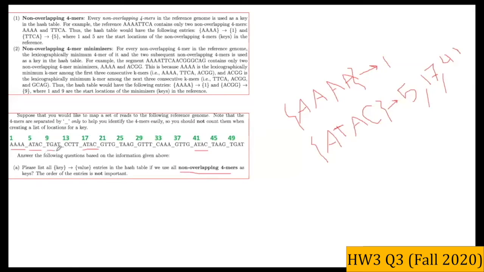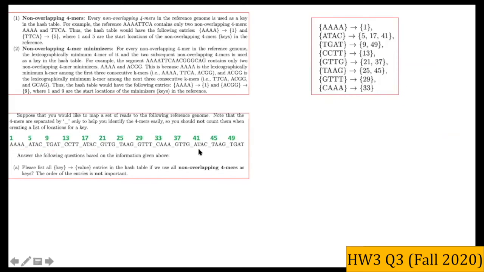The third k-mer will be this, so we record it here as a key, TGAT, and then we check, do we have TGAT somewhere? I think no. Then we only record that location, which is 9. We keep doing the same thing until we extract the entire hash table, and this is what we will get. So I hope it's very much clear. I think it's straightforward. All right.